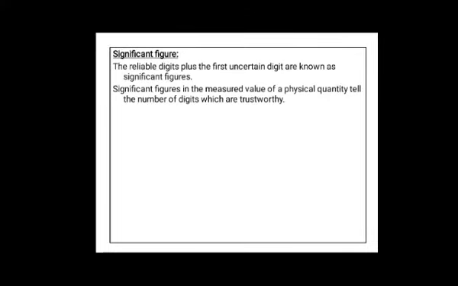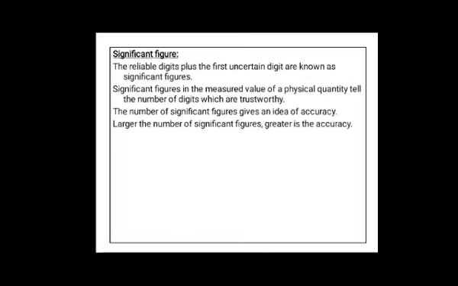The reliable digits plus the first uncertain digit are known as significant figures. Significant figures in the measured value of a physical quantity tell the number of digits which are trustworthy. Means what? Number of significant figures gives an idea of accuracy. Larger the number of significant figures, greater is the accuracy. There are some rules for counting significant figures. Now let us see these rules.